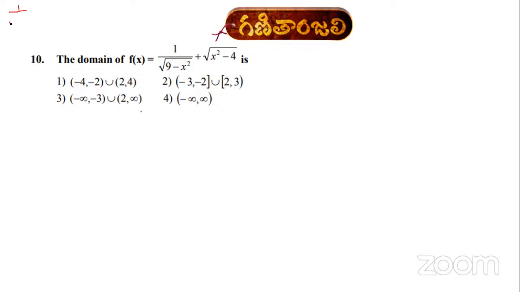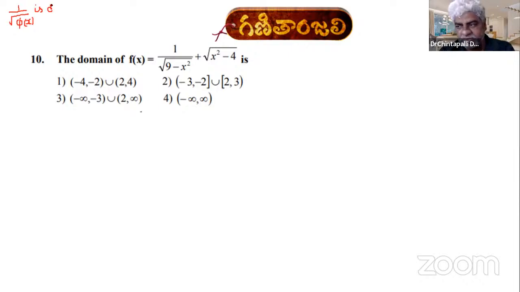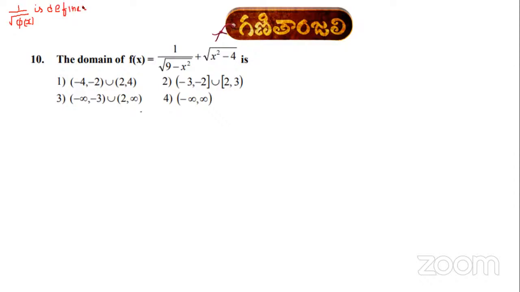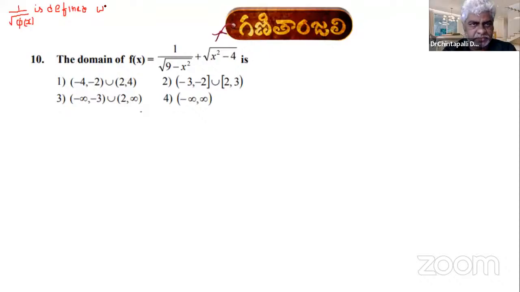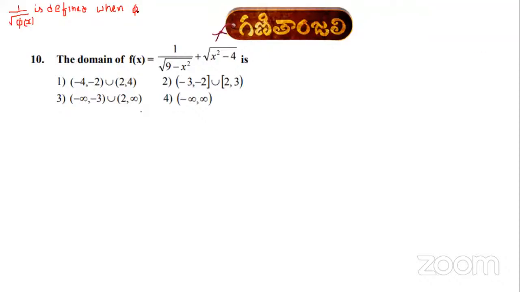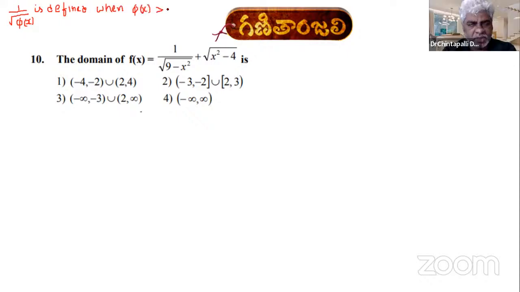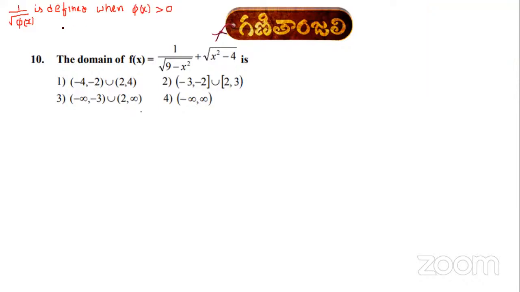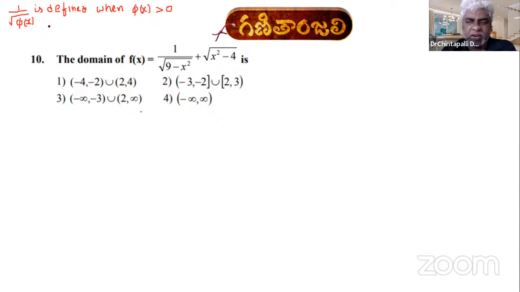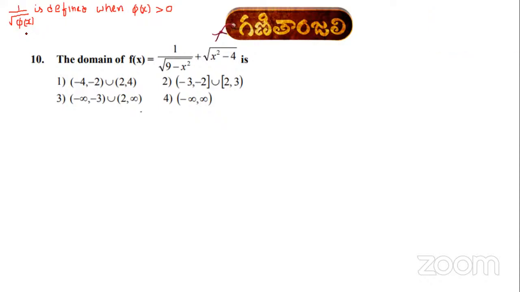1 by phi of x is defined when the denominator is not equal to 0. Of course, the root is also there. Phi of x is defined when phi of x is greater than or equal to 0. Since it is in the denominator, we should not use equal to, because the denominator cannot be 0. Basic point. Yes, sir.